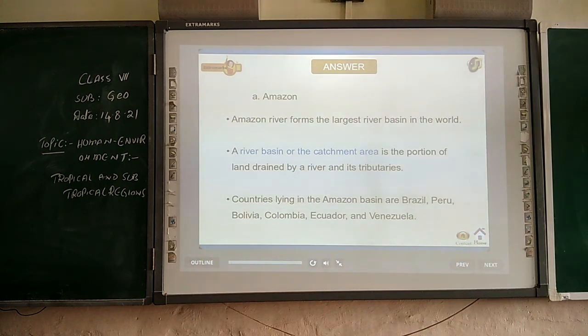So this is the largest basin in the world, that is the Amazon basin. This is according to the size, not as per the length. As per the length, it is the Nile. The Nile is the longest river in the world, whereas the Amazon basin is the largest basin in the world. The countries lying in the Amazon basin are Brazil, Peru, Bolivia, Colombia, Ecuador, and Venezuela.